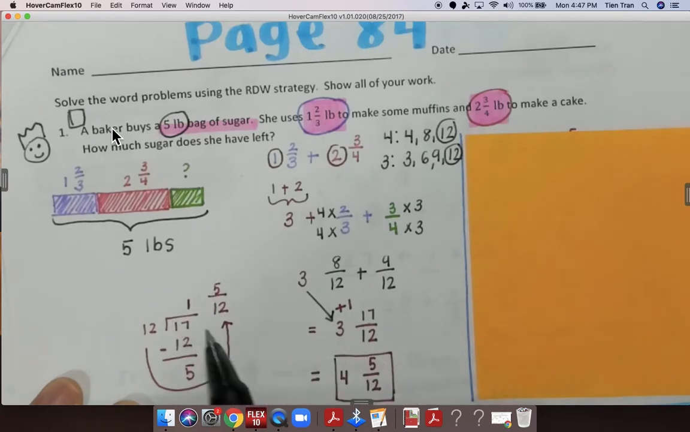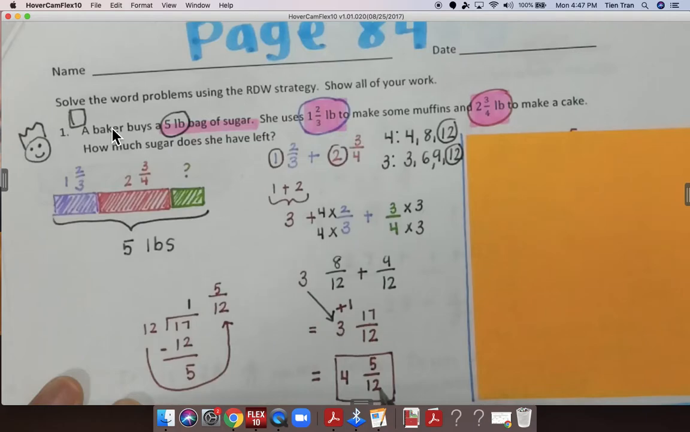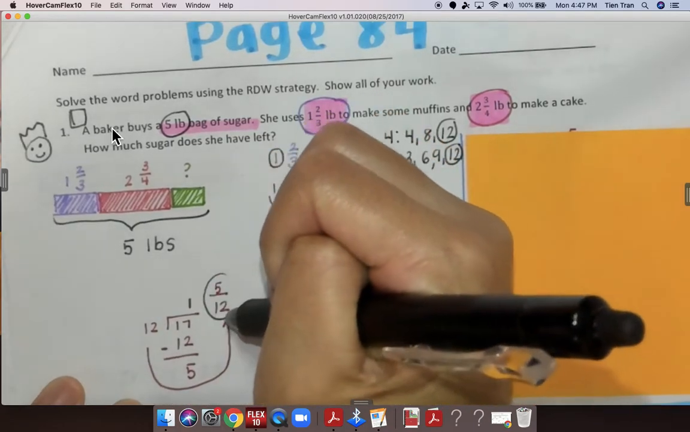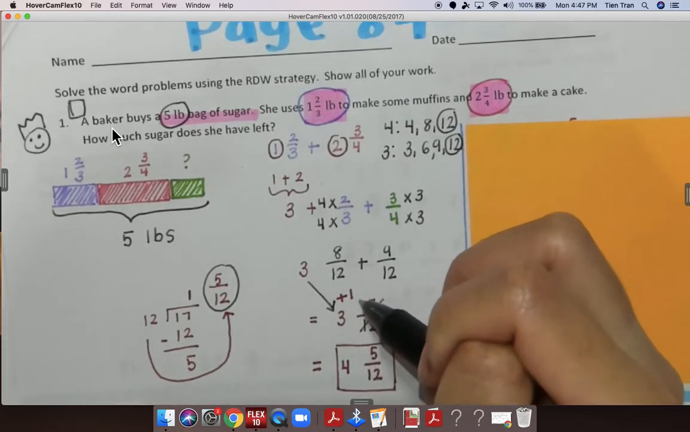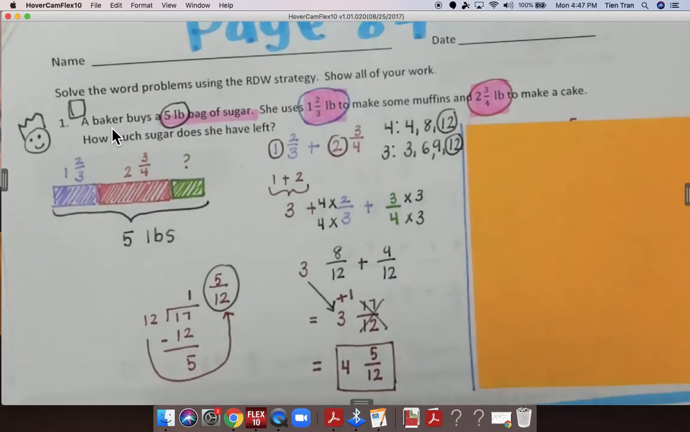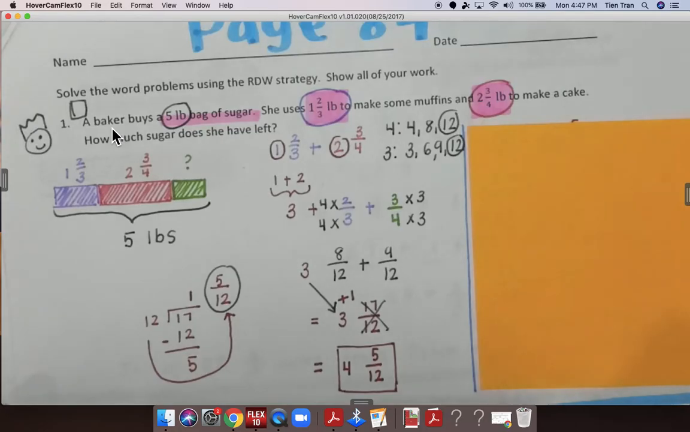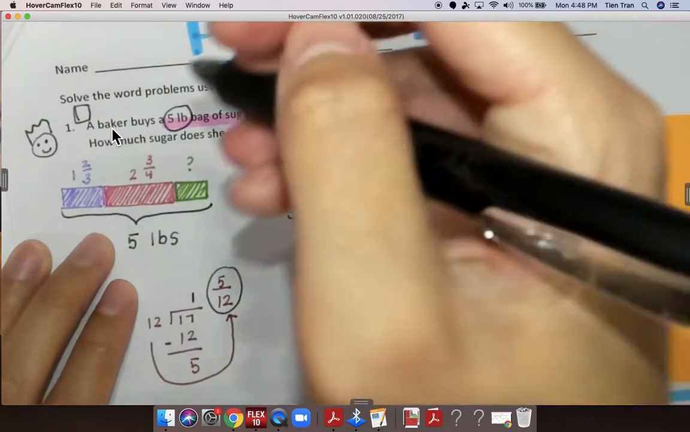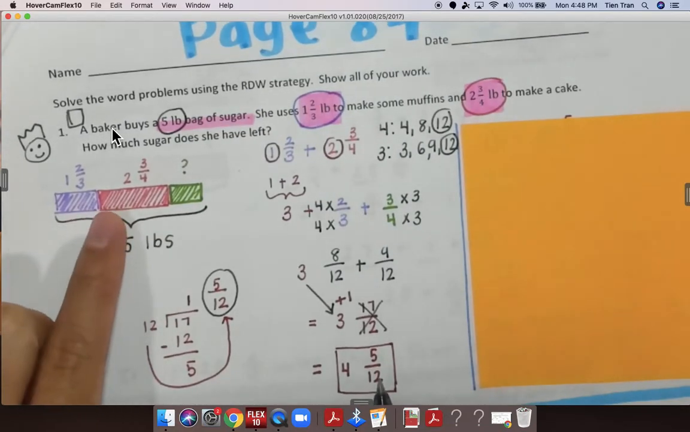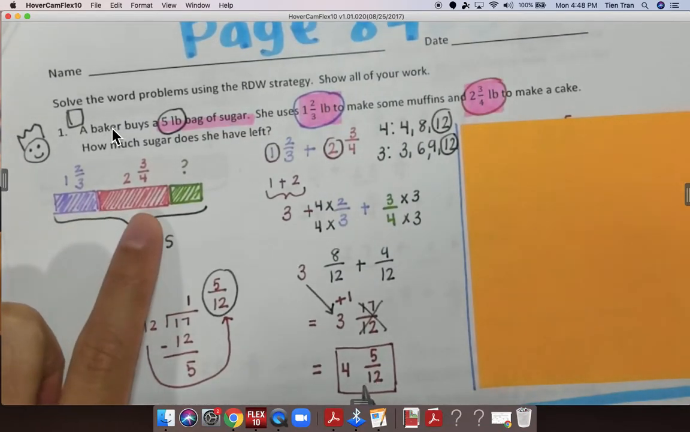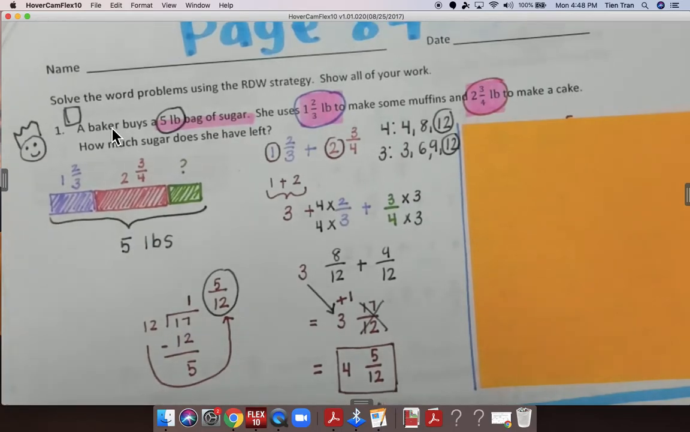So what I'm going to do is I'm going to add that number 1 to my whole number. And I'm going to change 17 twelfths to 5/12, which is this number right here. Okay? Because I already divided 17 twelfths. So that's why it changes to 5/12. So now I have 4 and 5/12. So these two pieces right here combined is equal to 4 and 5/12. So this purple piece and this pinkish red piece is equal to 4 and 5/12.